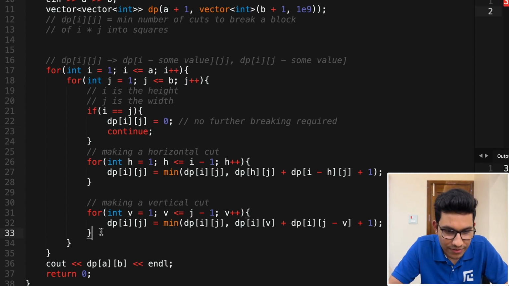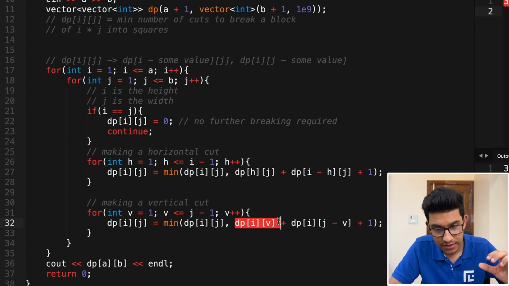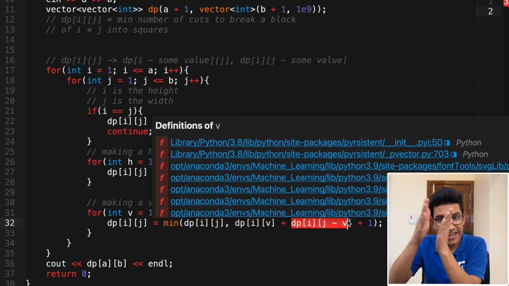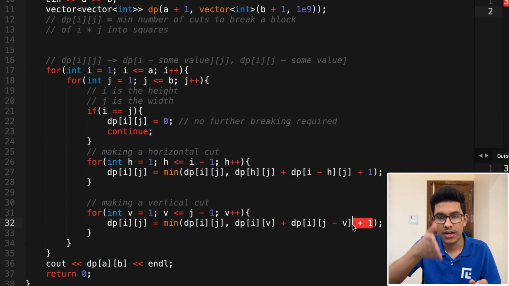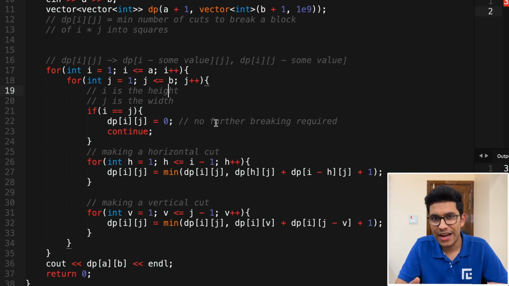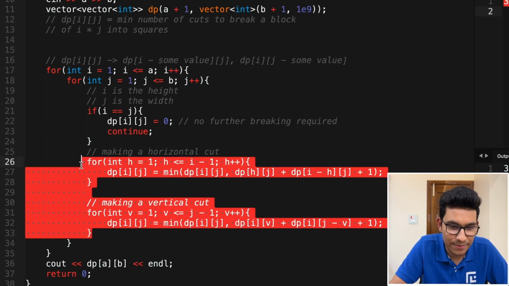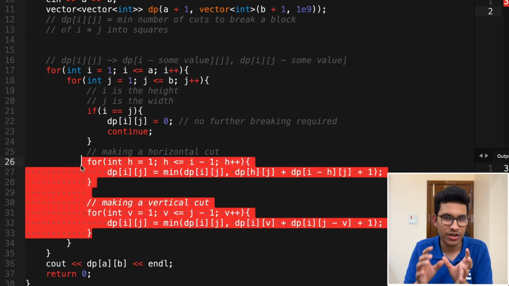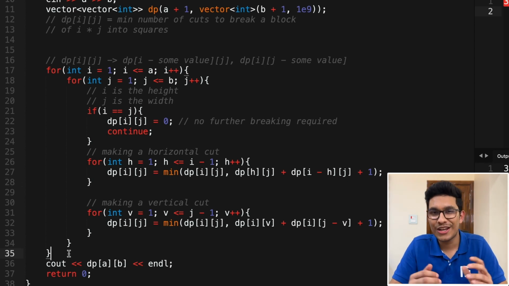So this is the case where you make a vertical cut. When I'm making a vertical cut, I'm saying dp of i comma j is the minimum of dp of i comma j and dp of i comma v, which is the first side of the rectangle, plus dp of i comma j minus v, which is the second side of the rectangle, plus 1. Right? Why plus 1? Because we made a cut here. Similarly, for the horizontal cuts, I would just try out all the possible horizontal cuts and take the minimum of all of these, right? So this is the place where I'm taking the minimum across all the horizontal and the vertical cuts. So that's the transition. The final subproblem is this, like we've already discussed. Okay, so yeah, that was it for the solution for this problem.